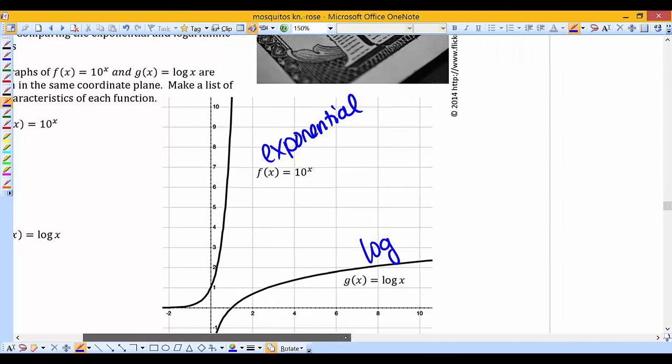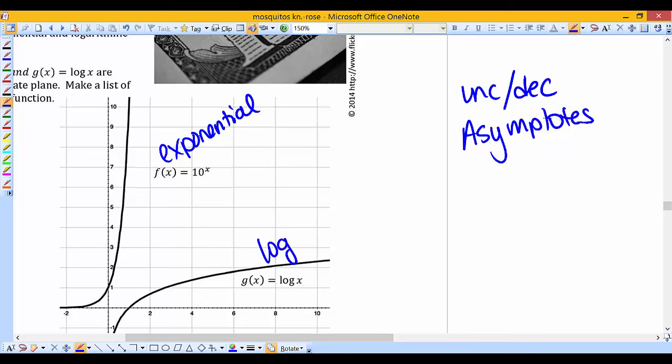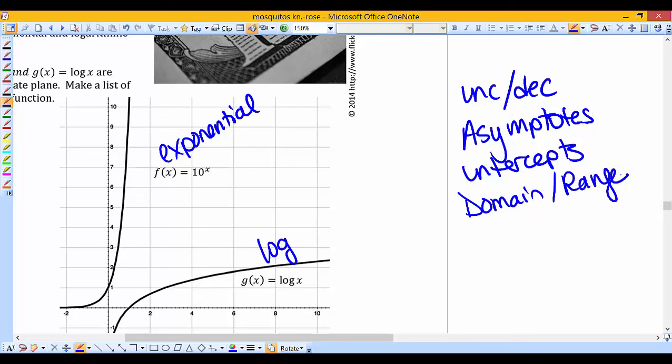So don't forget, characteristics include increasing or decreasing. You should identify any asymptotes they have, any intercepts they have. These are both continuous, so you don't need to talk about that. You should talk about domain and range. You should go through and list that for each graph. Don't forget, domain is your X and range is your Y.